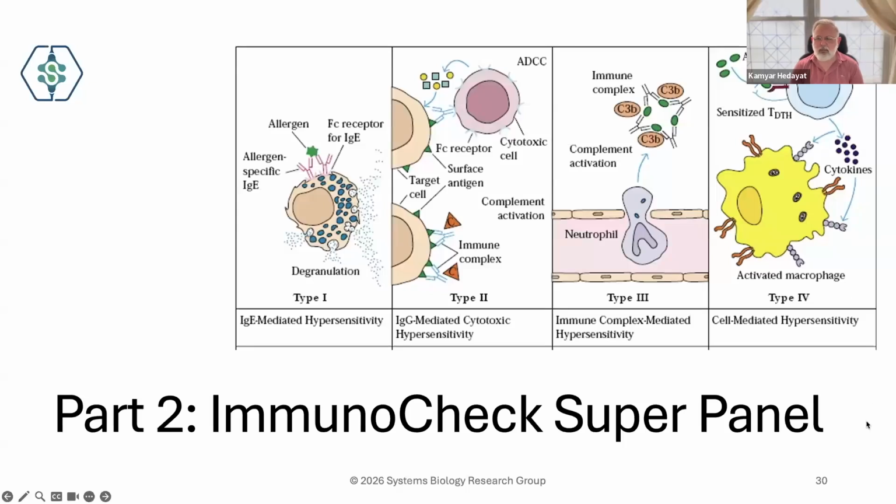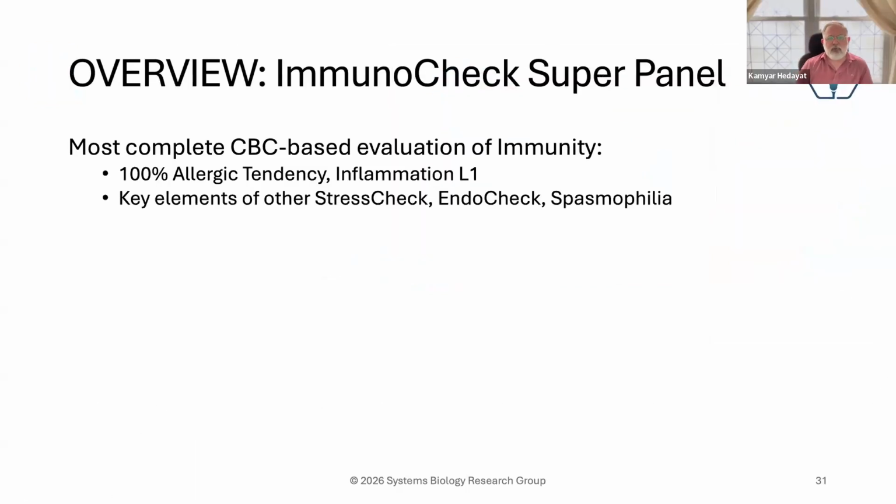So let's get started and learn more about this panel. This is the most complete CBC-based evaluation of immunity. It has 100% of what you find in the allergic tendency panel and 100% of what you find in inflammation level 1. It also has key elements of StressCheck, EndoCheck, and spasmophilia, which relate specifically to immunity.